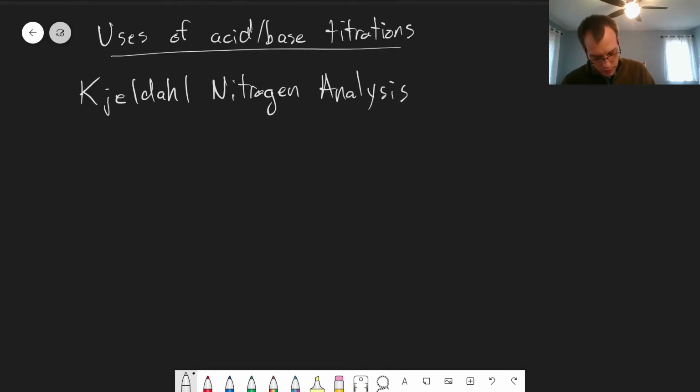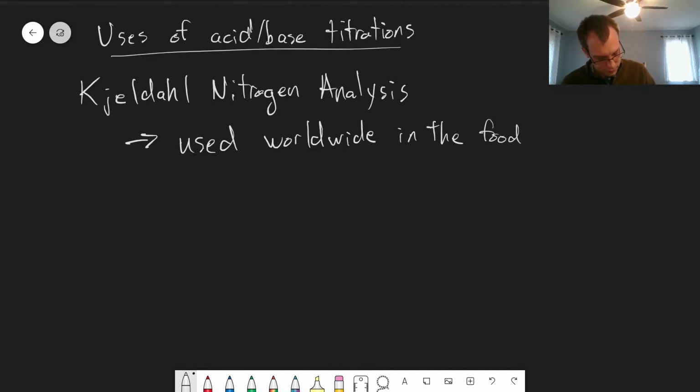I believe it's a Dutch name, if I remember right. Okay, and this is used worldwide, probably on a daily basis, in the food industry. And this is a way to analyze the amount of nitrogen in organic substances.